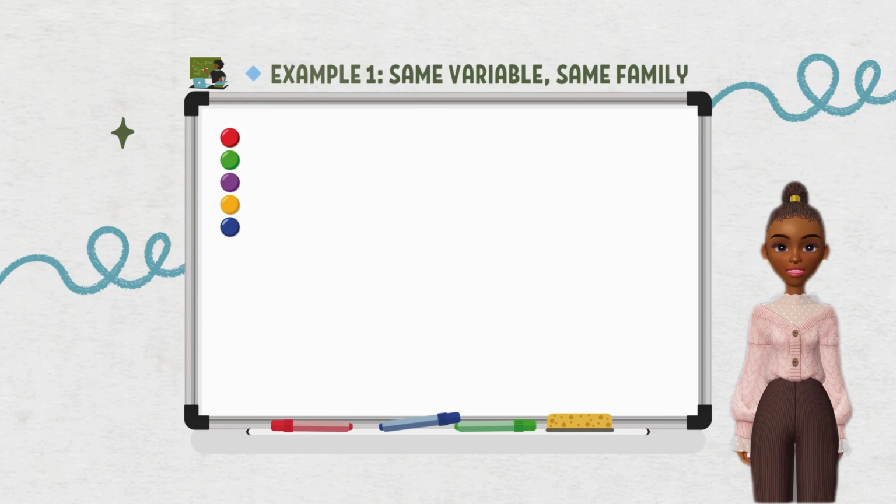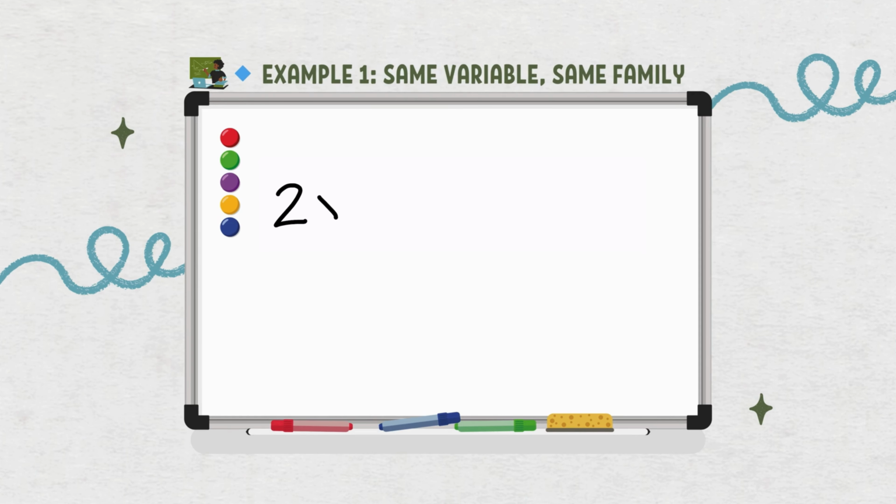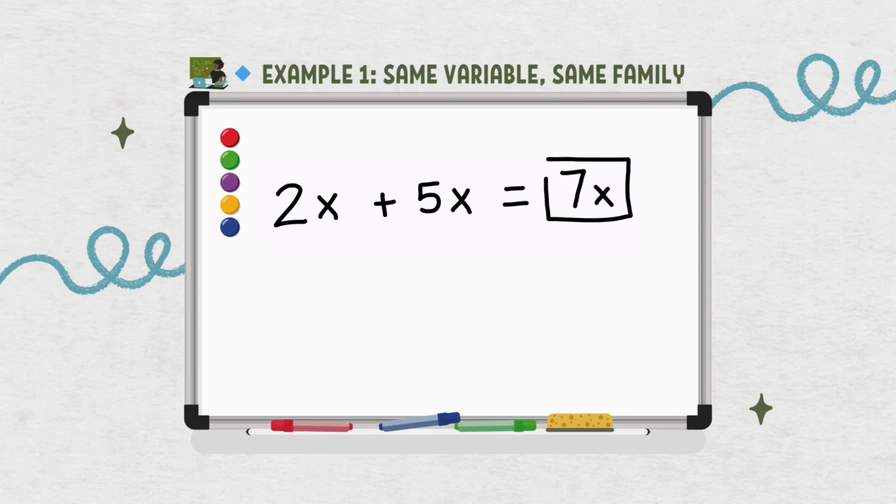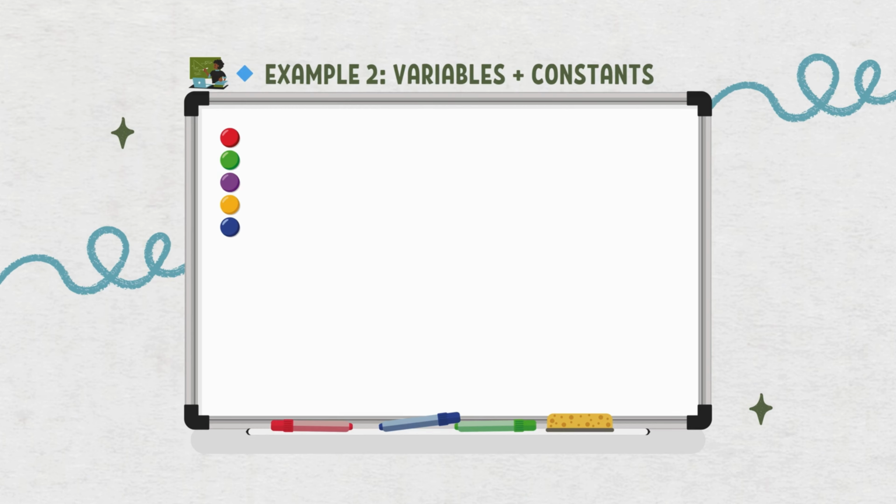Let's go ahead and give it a try. Example 1, same variable, same family. Here we have 2x plus 5x. Well, they are definitely like terms. Now we need to combine our coefficients with the operation in the middle. 2 plus 5 is 7, and then we're going to add on x. Be sure to box in your final answer.